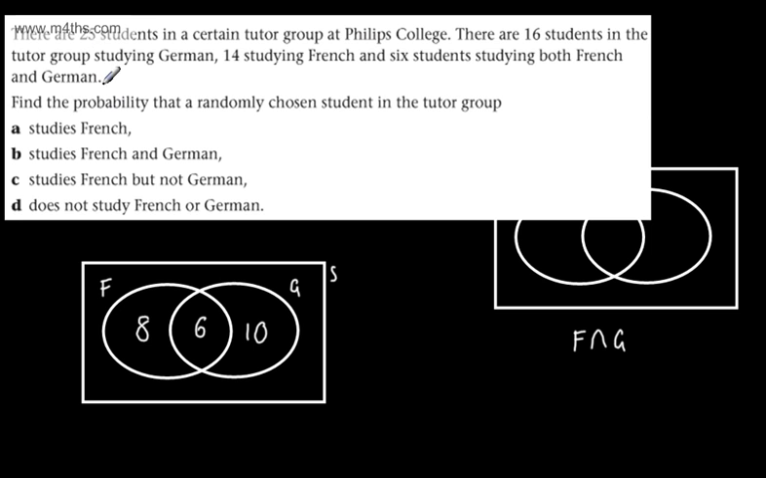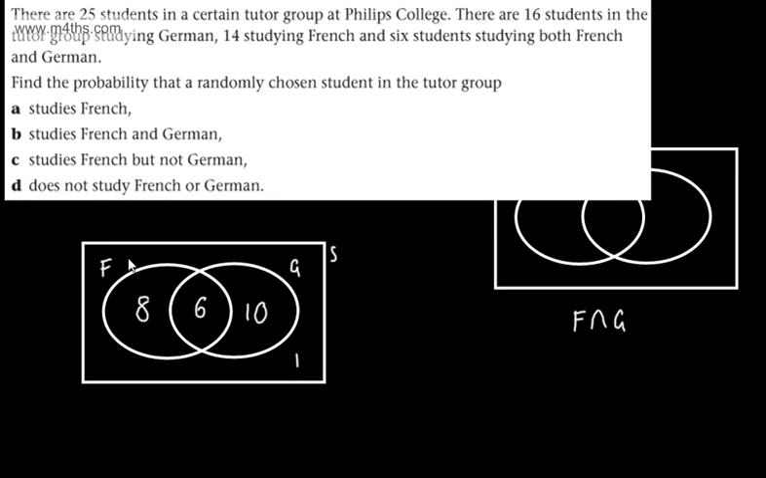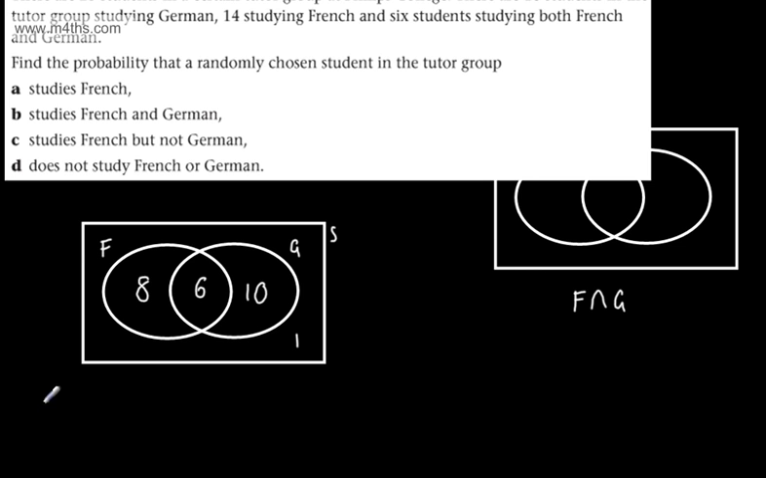We're told there are 25 students in total. If I add that up, that gives me 24, so we can say there's going to be 1 on the outside. Only 1 student is not studying either French or German. So let's go ahead and answer these. The first one is the probability of F. Well, that's nice and straightforward. The probability of F is going to be 14 out of 25.